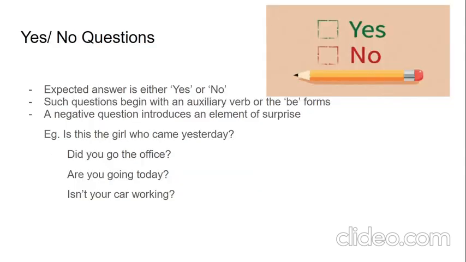The next one is a yes or no question, where the expected answer is either yes or no and nothing more. You tick this or that. And this is a common question that you can see in questionnaires as well. I'm sure most of us have filled a questionnaire. We also have a negative question that would bring about an element of surprise, though it is a yes or no question. And you can see that such questions begin with an auxiliary verb or the be forms of it.